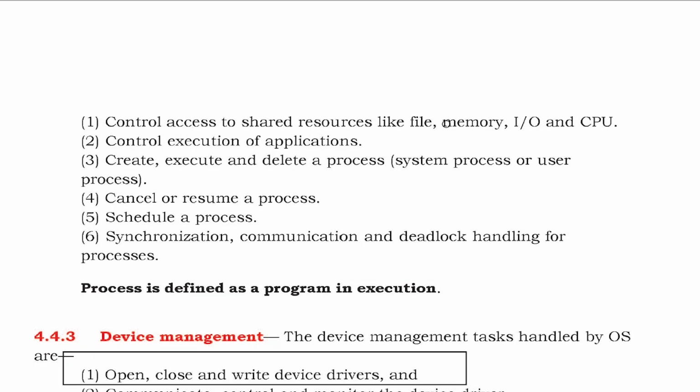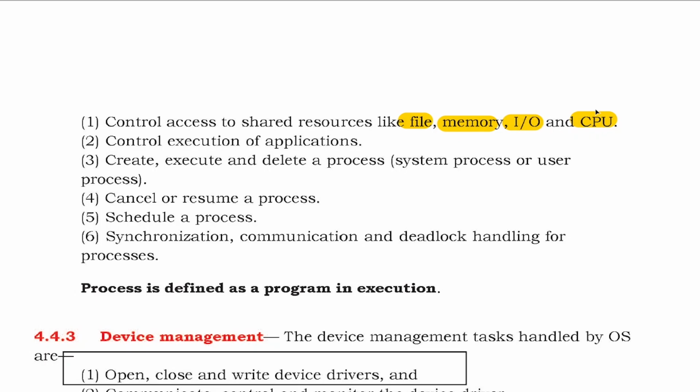Normally the memory, input output device and CPU are shared. Normally they are working, and also we have files. So they are shared and working together. Here, that has to be controlled: controlled access to the shared resources like file, memory, and IO.